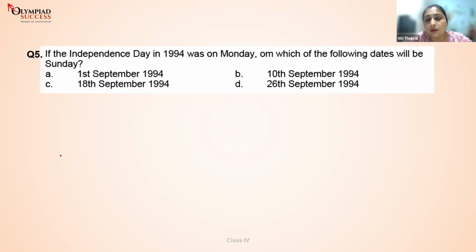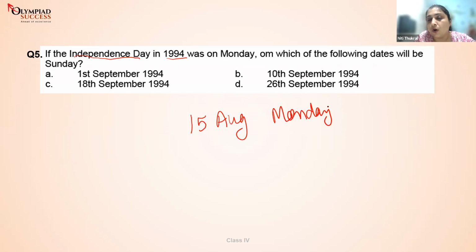Okay. Now, if the Independence Day in 1994 was on Monday. Okay, what is the Independence Day? Can you tell me? Independence Day of India. Is it 26 January, 2nd October, 14 November or 15th August? My God, 15th August, absolutely correct. So if 15th August is your Independence Day and it is lying on Monday in 1994, on which of the following dates will be the Sunday?